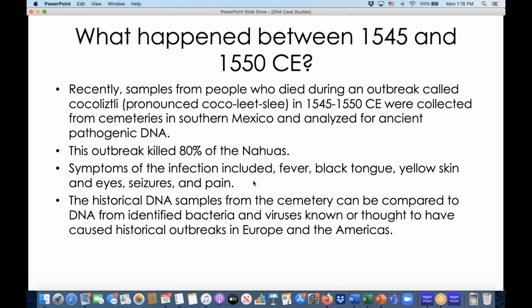And there are symptoms that were recorded: fever, black tongue, yellow skin and eyes, seizures and pain. It sounds like it's hard to identify what the pathogen may have been. But as the students will see, we can take these historical samples from the cemetery and compare them to DNA from pathogens that we either know have caused outbreaks in the past or we suspect have caused outbreaks, to figure out what is the actual pathogen that was responsible for this particular outbreak from these people from the cemetery.